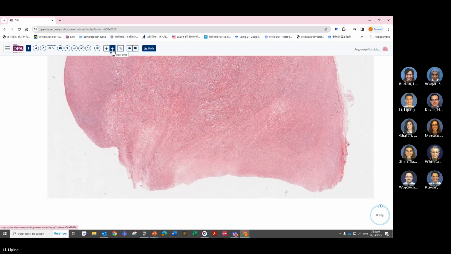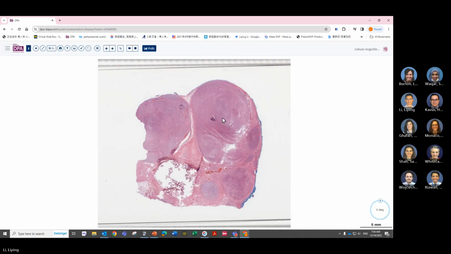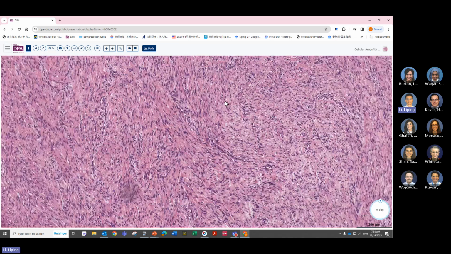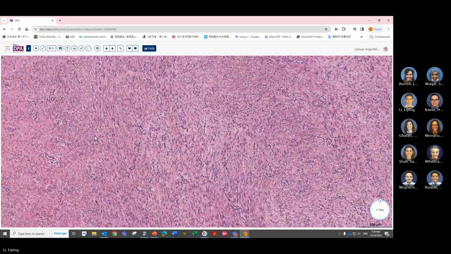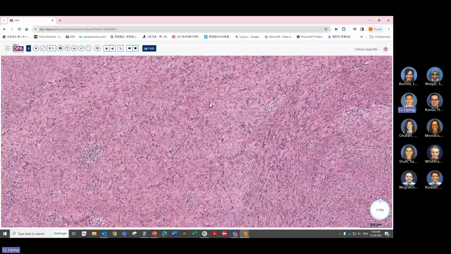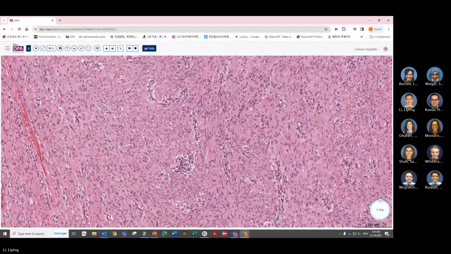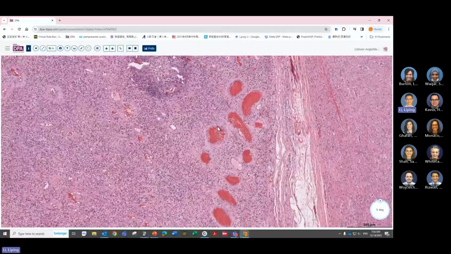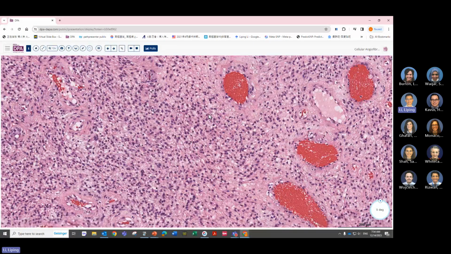So let's see the virtual slide. In low power, we can see this multi-nodule lesion that looks really hypercellular. Then we zoom in: tons of cells, these bland looking spindle cells. Then we try to find the vessel. Here we have tons of these hyalinized vessel walls. But the cellularity is really high, and evenly distributed.